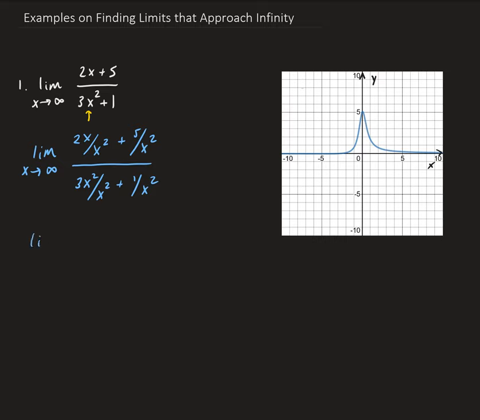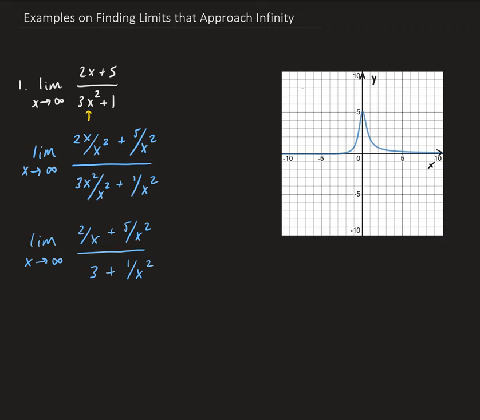And then from here, we can simplify. So we're going to get 2 over x plus 5 over x squared, divided by 3 plus 1 over x squared.